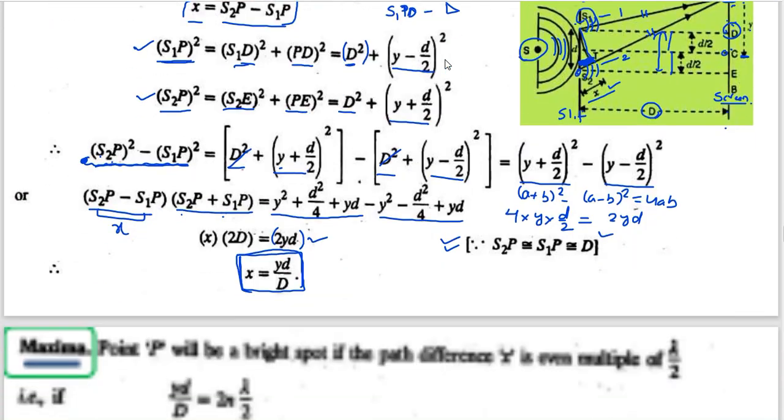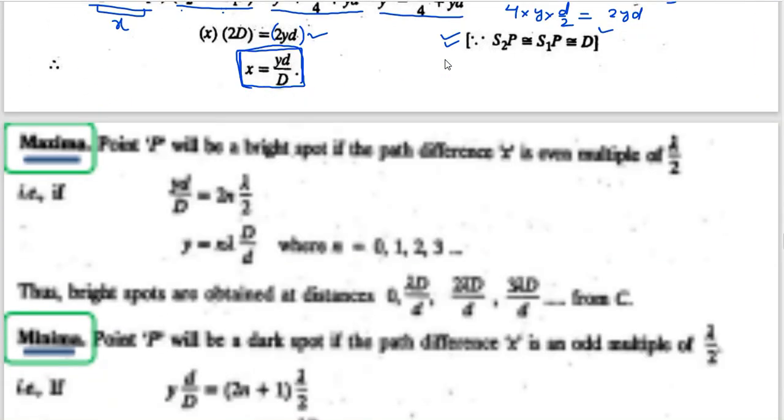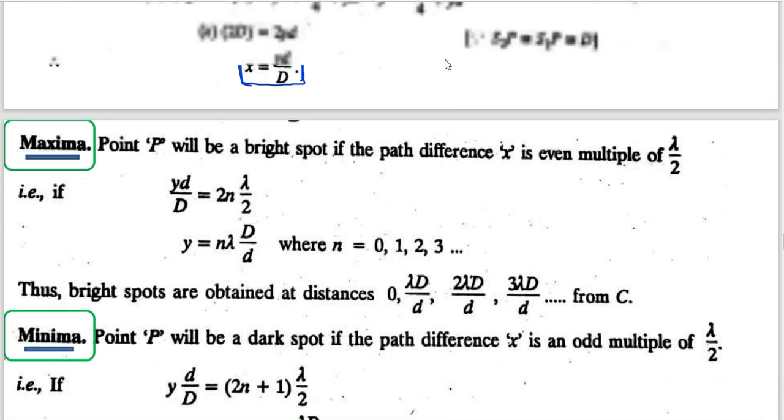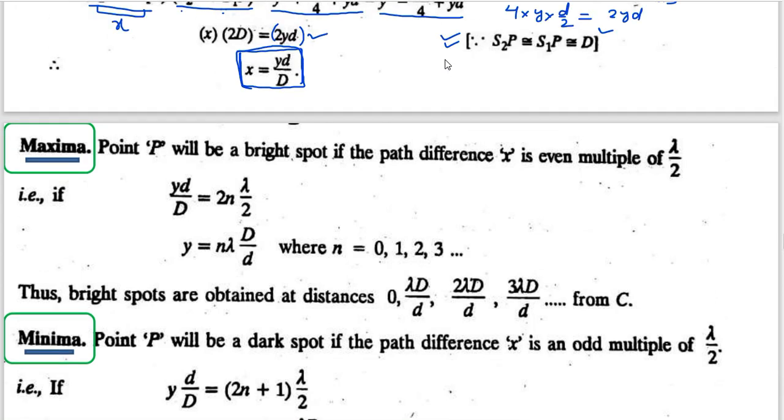Now the next part: what is maxima? Remember, maxima is the point where we get a bright spot, also known as constructive interference, and minima is also known as destructive interference. Minima means we get a dark spot and maxima means we get a bright spot.